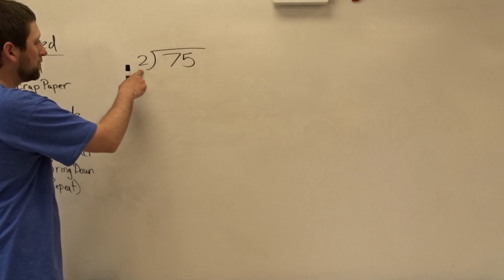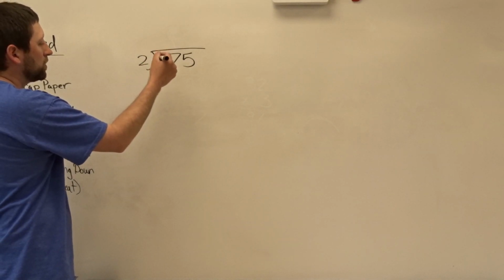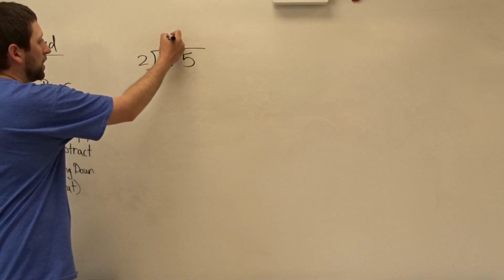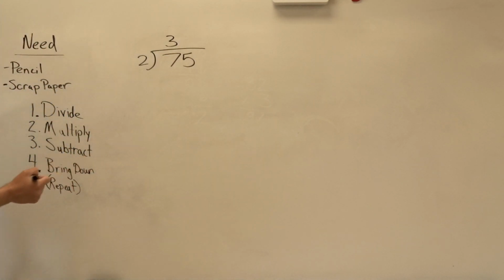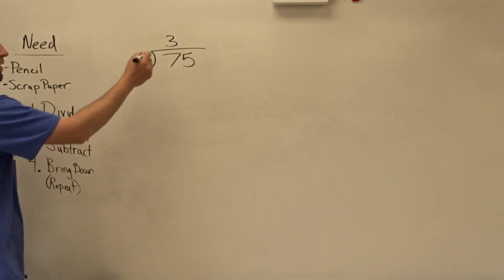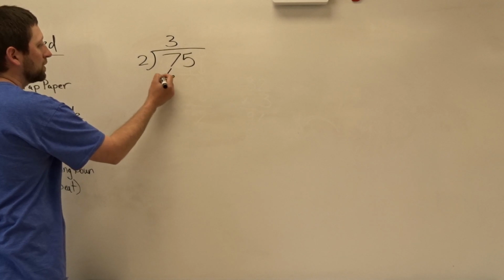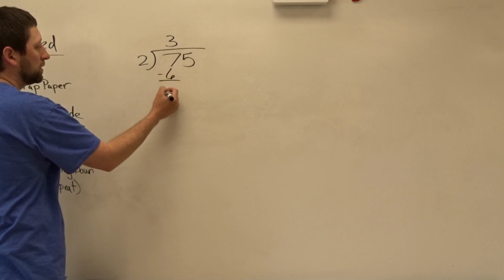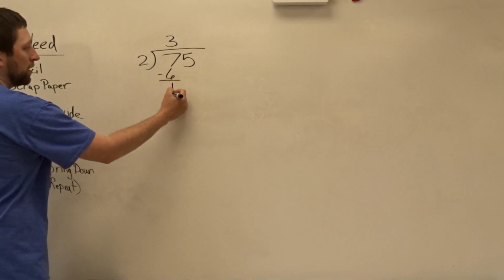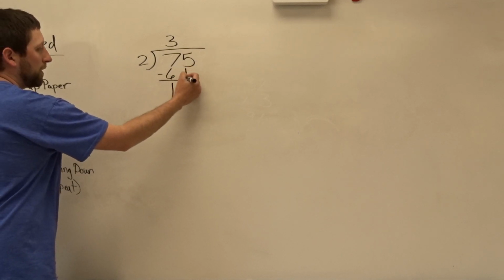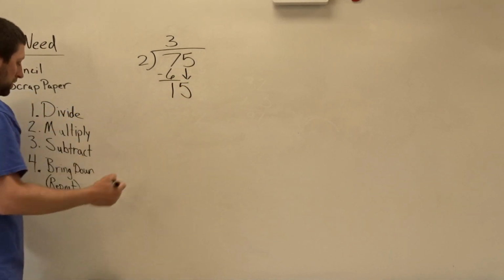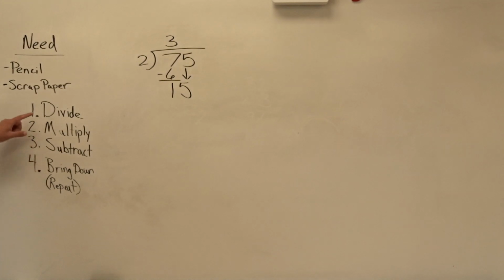7 divided by 2. I'm going to get as close to 7 as I can, and I think that'll be a 3. Next step, multiply 3 times 2, 6. 7 minus 6, that's my third step, that's 1. Bring down the 5. Okay, bring down the 5, now I repeat.